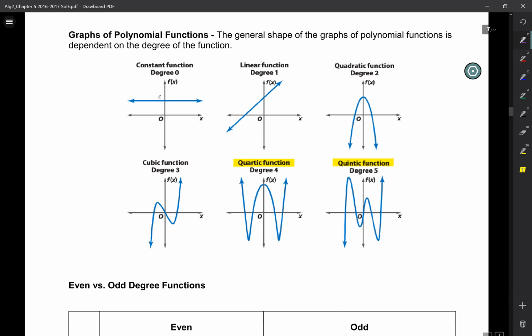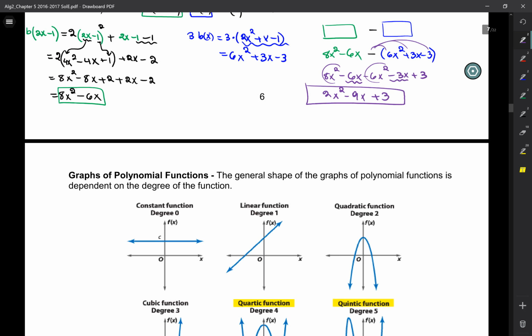Okay, let's do some graphs of polynomial functions. If you have a degree of 0, for example y is equal to 3, what does that graph look like? Well, y equals 3 is just a horizontal line through y equals 3, right? And now if you have a linear function with a degree of 1, this is your basic y equals mx plus b. And we all know what those look like.